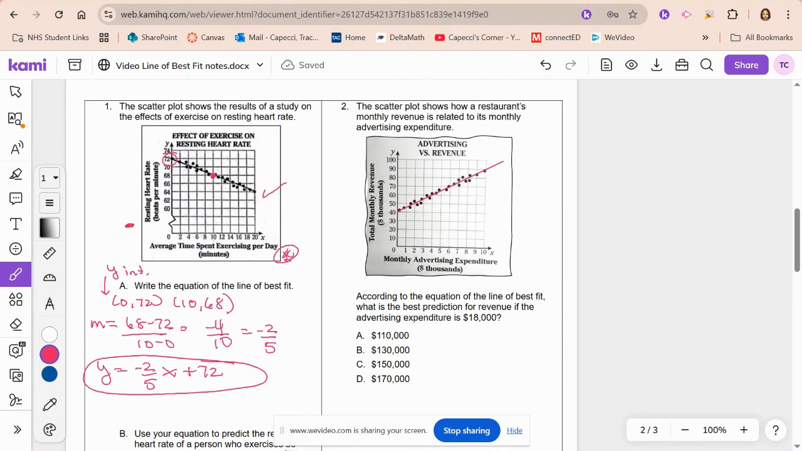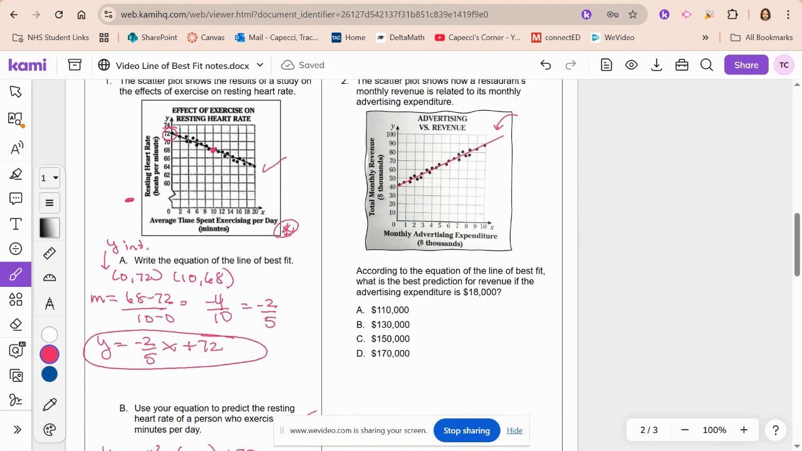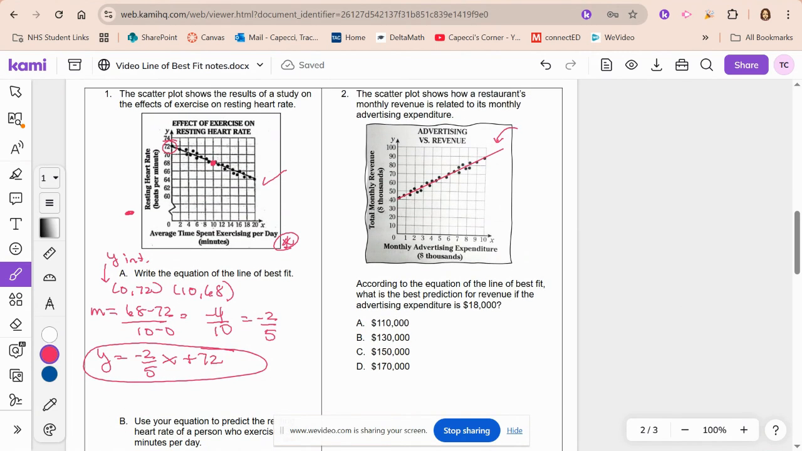Right? Let's look at the next one. It says the scatter plot shows how a restaurant's monthly revenue is related to its monthly advertising expenditures. So there were the points. Again, you can see in this case, I drew that line ahead of time, and you're just really trying to do the best you can. It's a line of best fit, not exact fit. You notice that all the points are not going to land on the line. I tried to go somewhat through the middle of the data points the best I could. Now, again, let's take a look at what's on the X and Y axis.